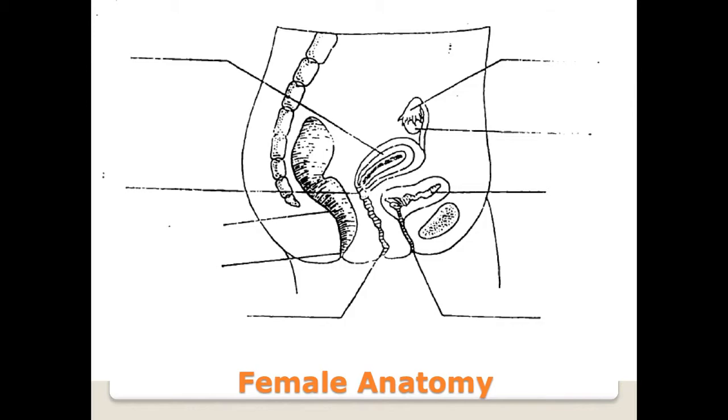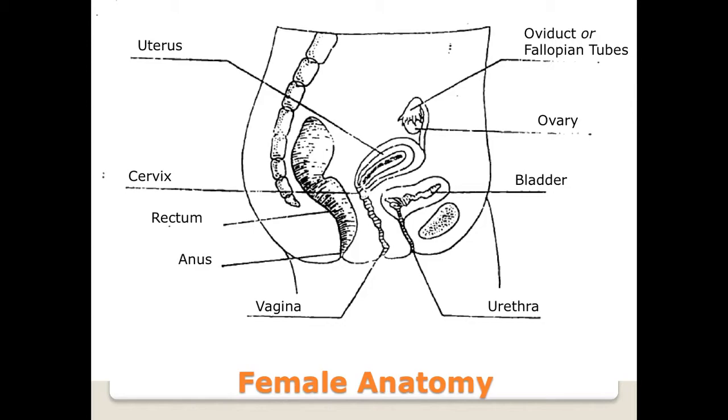So I'll do the same thing with the female anatomy. I'll just uncover these labels, and you can pause if you need to take a look at that for a little bit longer. As a reminder, the rectum and the anus are not involved with reproduction, neither are the bladder and urethra, but they are included in this photo. If you're wondering what this little thing is, that's just the pubic bone.